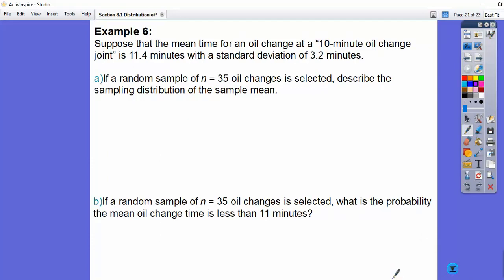And then I'm done. So suppose that the mean time for an oil change at a 10-minute oil change joint is 11.4 minutes with a standard deviation of 3.2 minutes. If a random sample of n equals 35 oil changes is selected, describe the sampling distribution of the sample mean. Your homework is going to ask you to describe this. What it's asking for is the mean and standard deviation of the sample mean. So if I say describe the sampling distribution of the sample mean, those are the things I'm looking for, the mean and standard deviation.